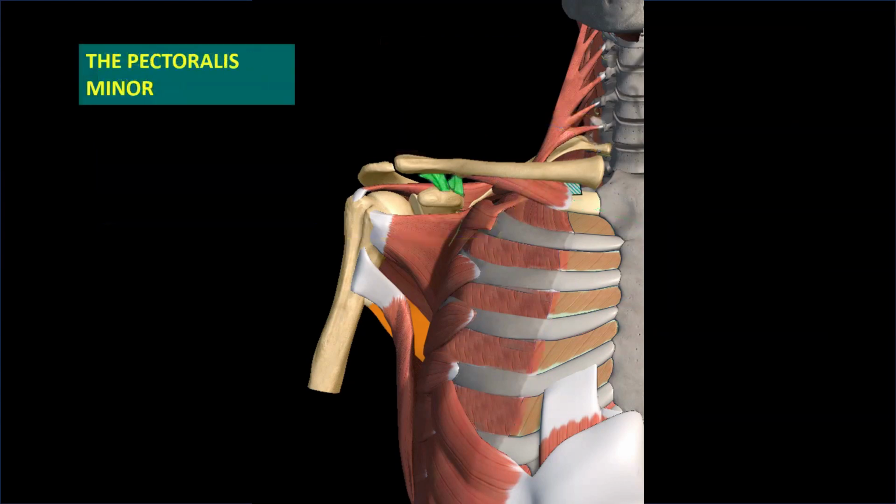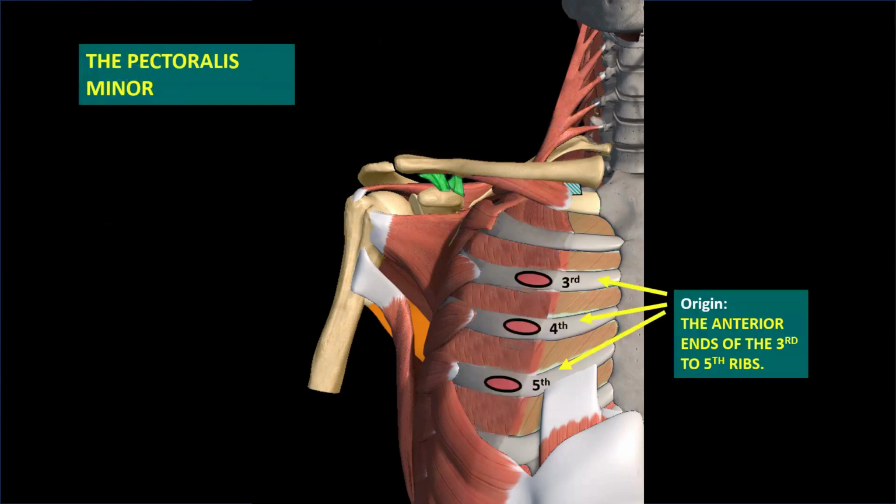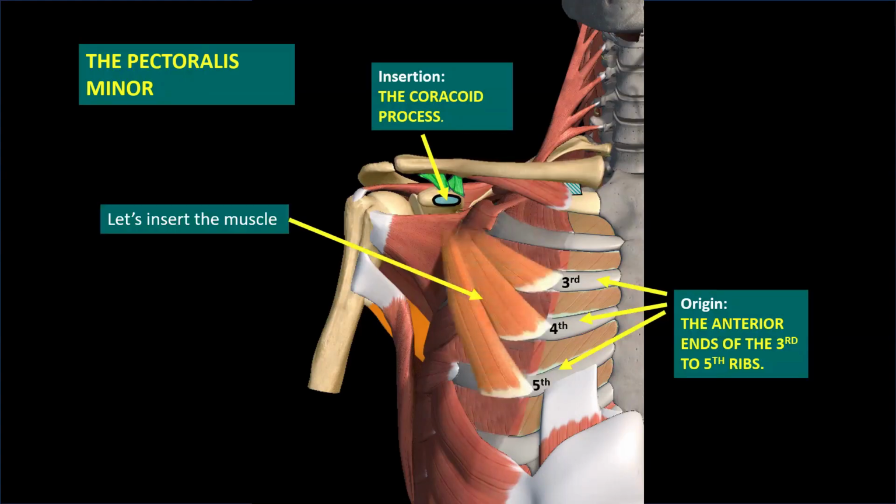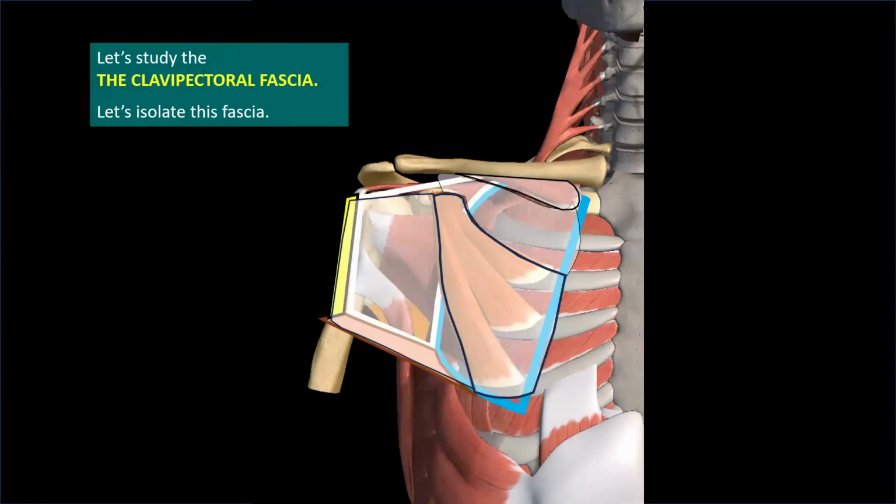The pectoralis minor muscle. Origin: the anterior ends of the 3rd to 5th ribs. Insertion: the coracoid process. Let's insert the muscle. Let's study the clavipectoral fascia. Let's isolate this fascia.